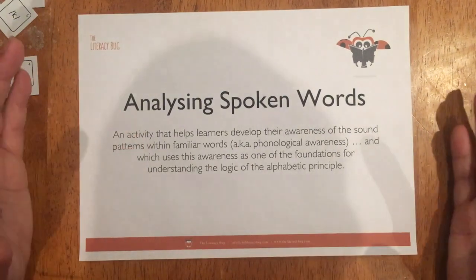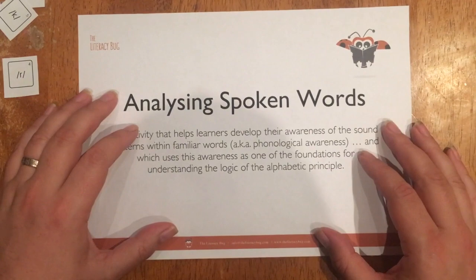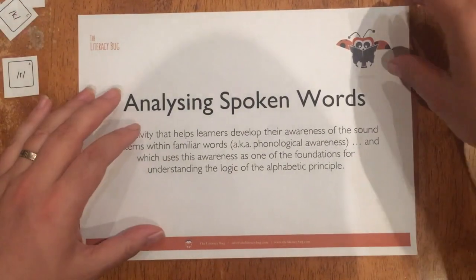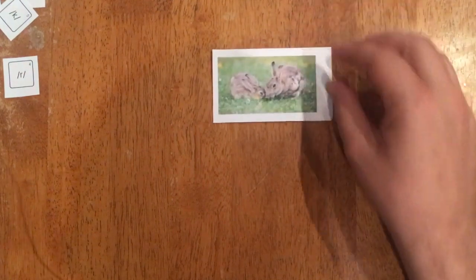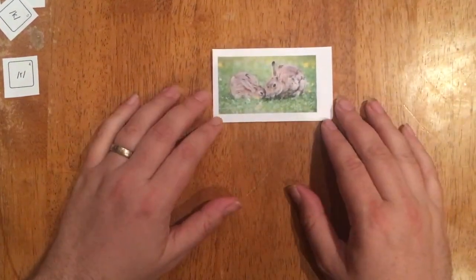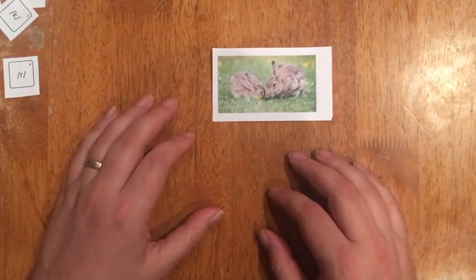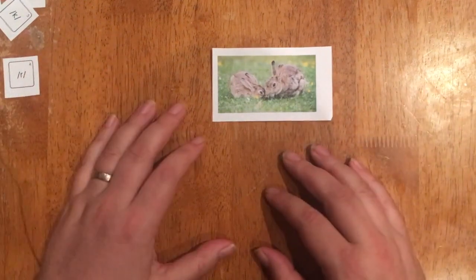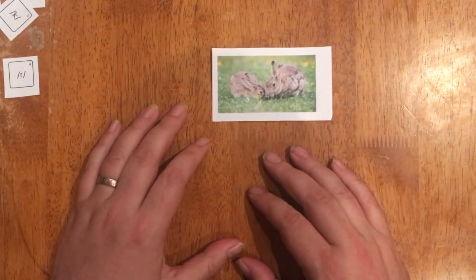Now, before I actually do any description or theory or anything about this activity, I'm just going to do a demonstration. So basically, Analyzing Spoken Words has the following workflow. Let's say I show the learner a picture that they know. In this case, a picture of rabbits. And the learner, regardless of age, will be able to recognize that from their oral language, even if they don't have any ability to read the word rabbits when they see that.